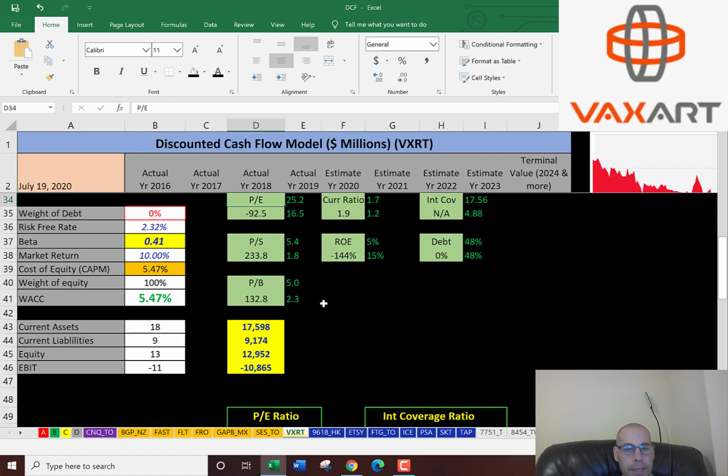Some people say look at price to sales ratio if a company is reporting negative net income, because you can't have a negative price to sales ratio. But it's really bad at price to sales ratio, 233. Let's look at that in more detail.